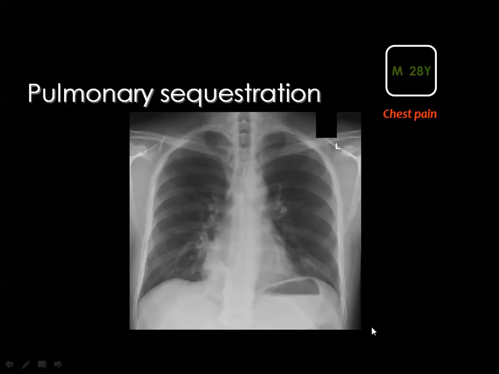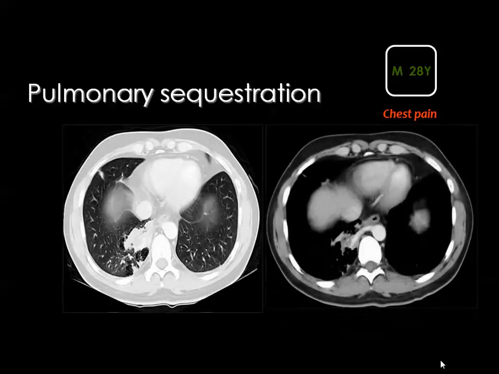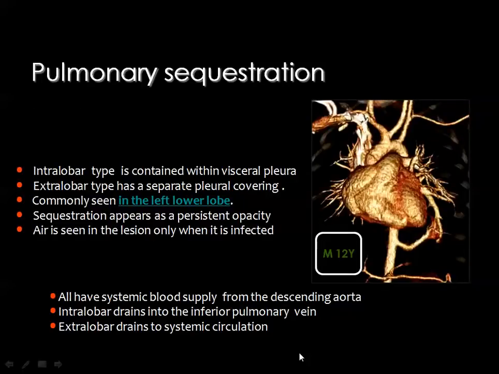sequestrated lung segment. And you see here a chest X-ray, and it may show some opacity related to the right cardiac border, and the CT scan showed an opacity in the lower lobe, and very importantly, there is a branch coming directly from the aorta to supply this particular area in the lung, confirming the diagnosis of pulmonary sequestration.